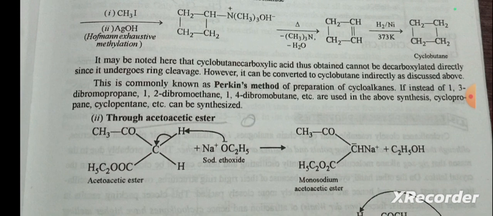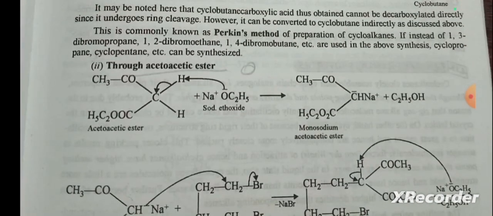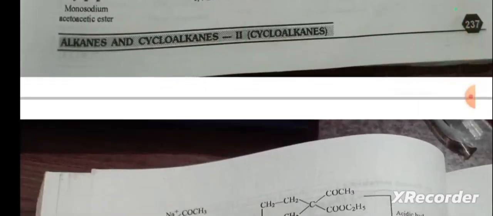If instead of 1,3-dibromopropane, 1,2-dibromoethane and 1,4-dibromobutane are used in the above synthesis, cyclopropane and cyclopentane are synthesized. Second, through acetoacetic acid.